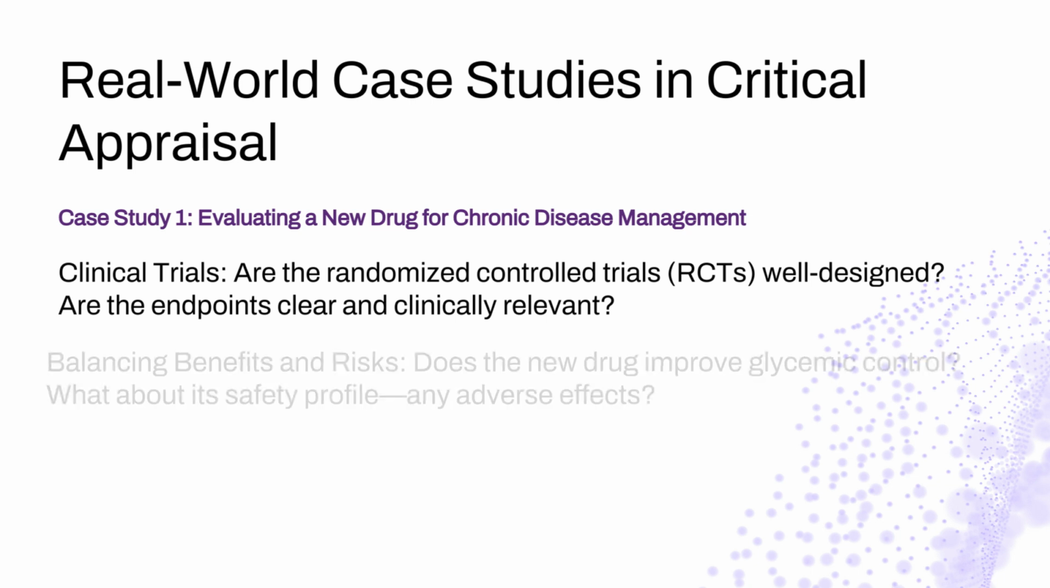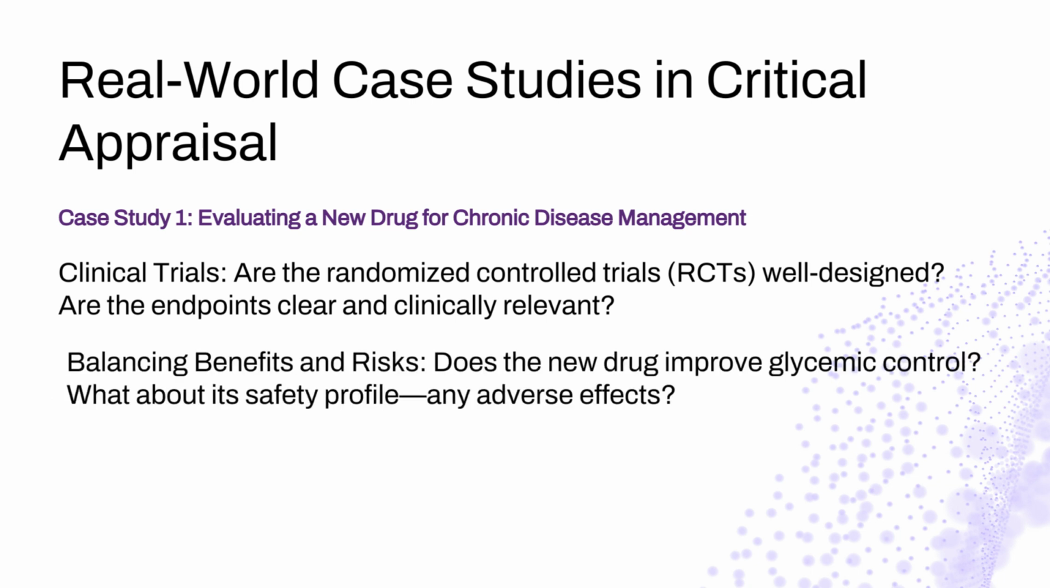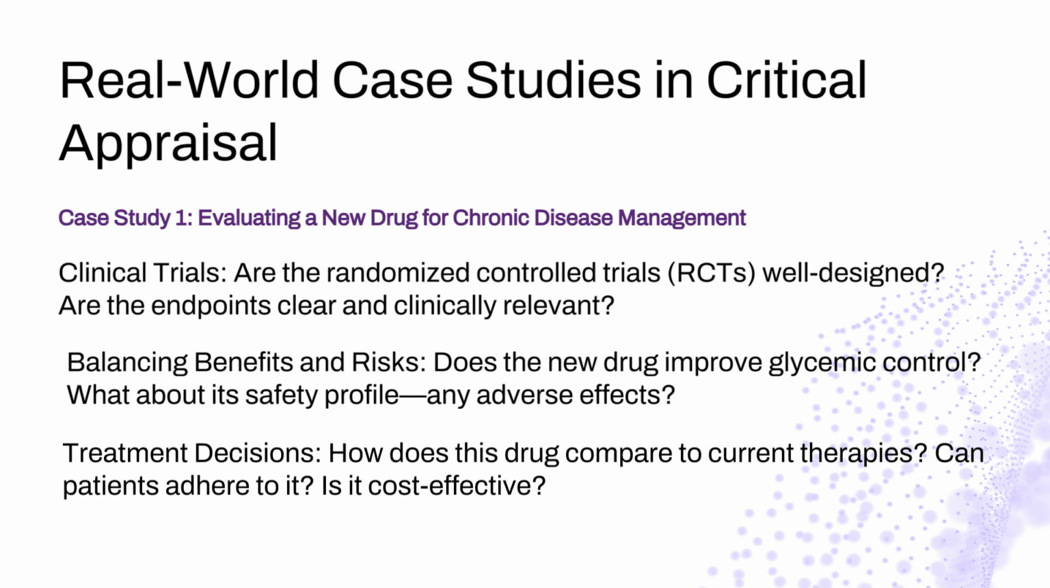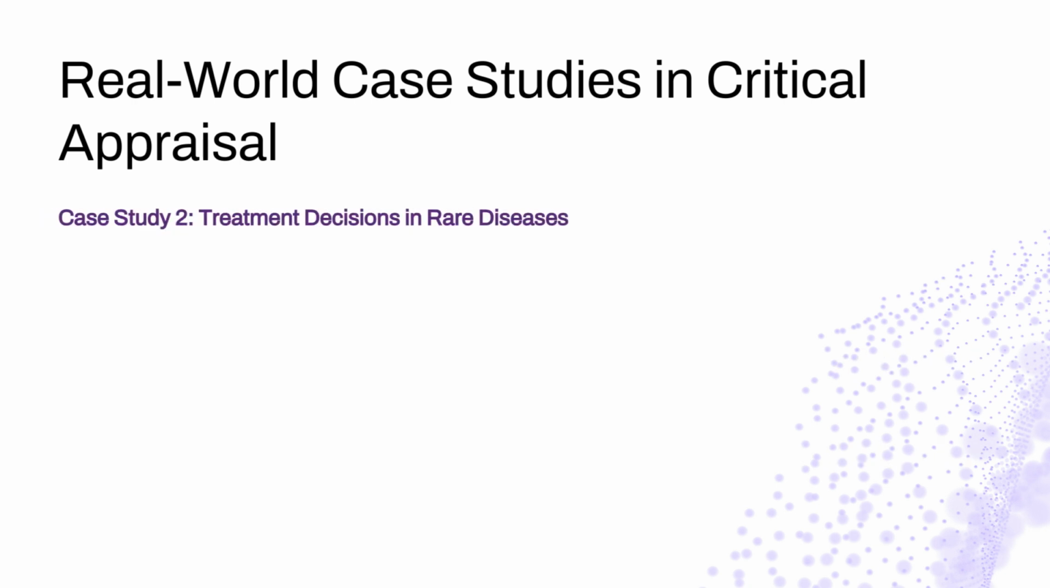Balancing benefits and risks. Does the new drug improve glycemic control? What about its safety profile? Any adverse effects? Treatment decisions. How does this drug compare to current therapies? Can patients adhere to it? Is it cost-effective? By critically appraising this evidence, you ensure that the decisions you make are based on facts, not assumptions.